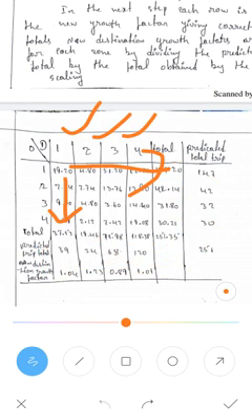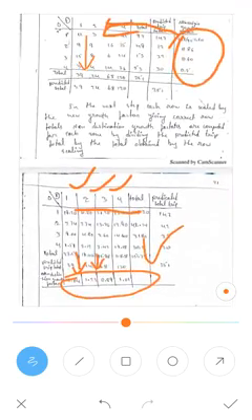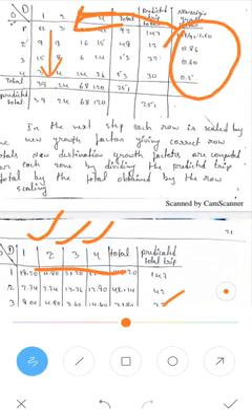Next, you divide the predicted number of trips by the total number of trips, and the destination growth factor you leave as it is. This is for the destination growth factor and this is for the origin growth factor. When these two totals remain the same, at that point you have to leave it. Till that point you have to continue.